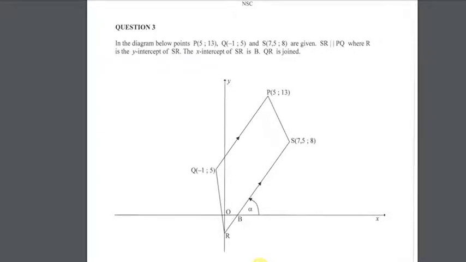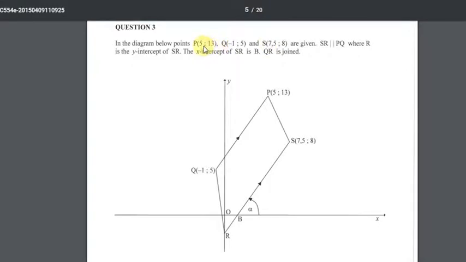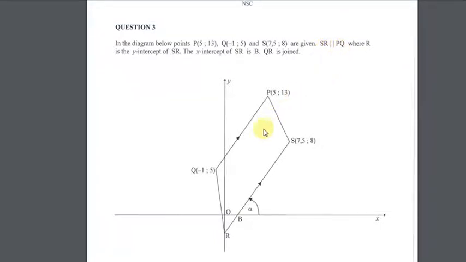This is question 3 from the Matric paper P2 in February-March 2015. So question 3 reads, in the diagram below, points P, Q and S are given. So we've got the coordinates 5, 13 for P, -1, 5 for Q, 7.5 and 8 for S. And SR and PQ are parallel.